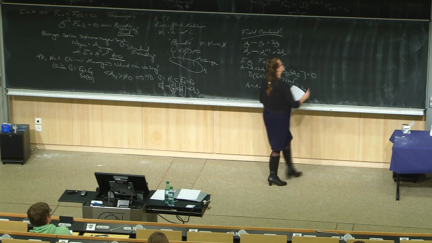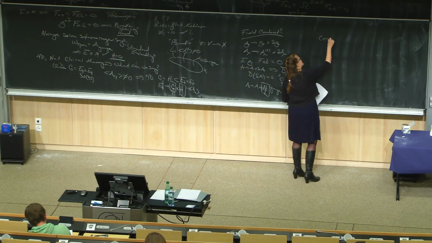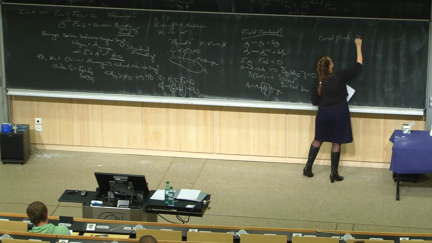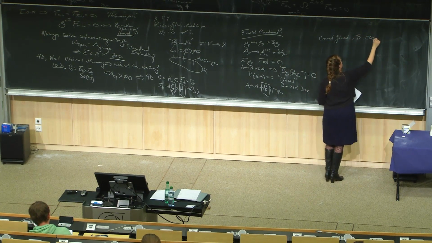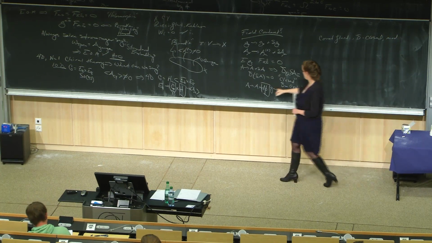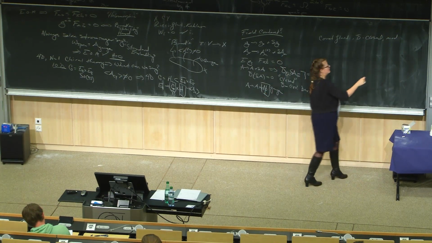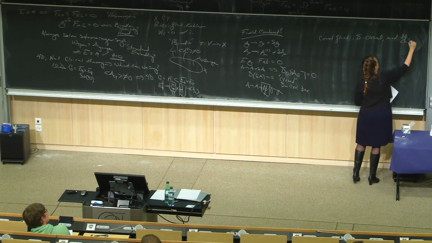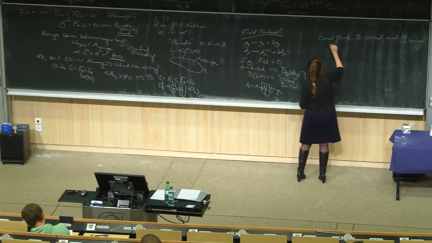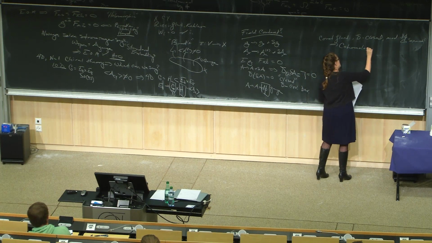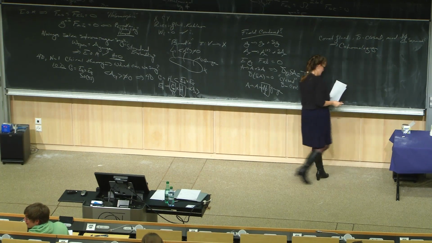This gets a name. So you count fluctuations d bar closed modulo exact. What do I mean by exact? I mean d of something. Mod d of stuff. This is exact. This gets a name. This is called cohomology. In this case, bundle-valued cohomology.